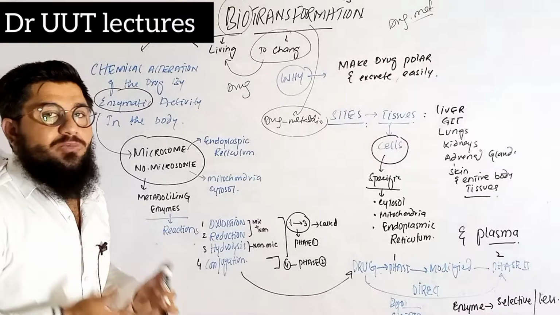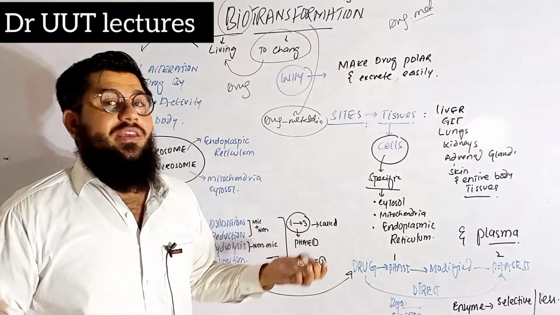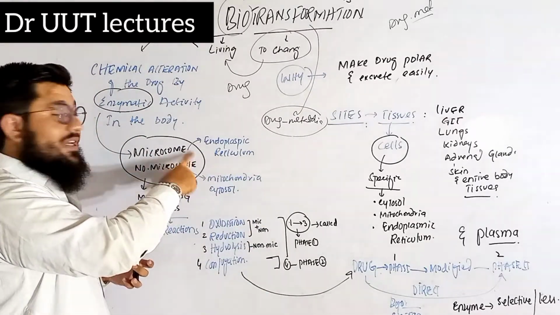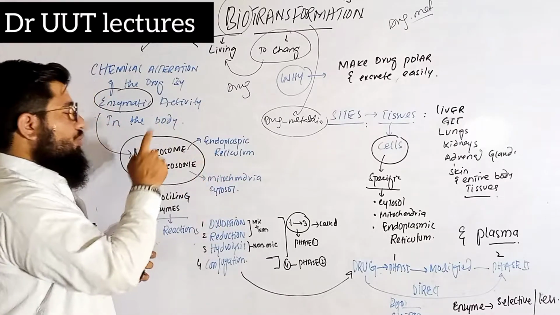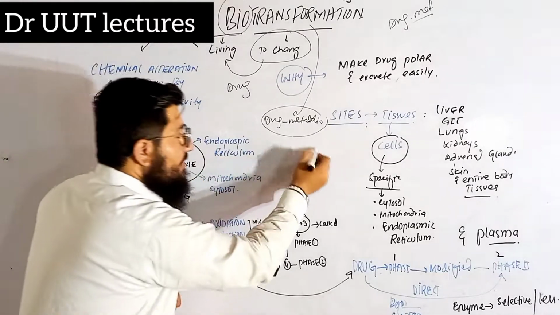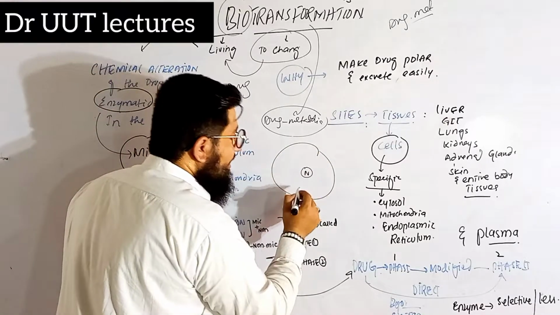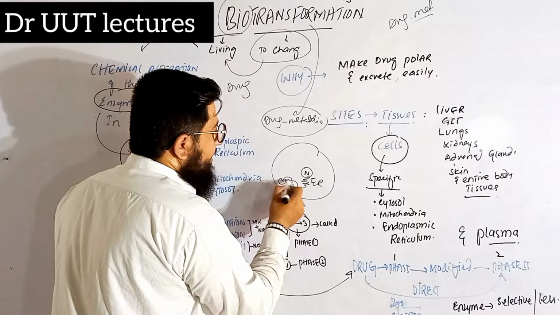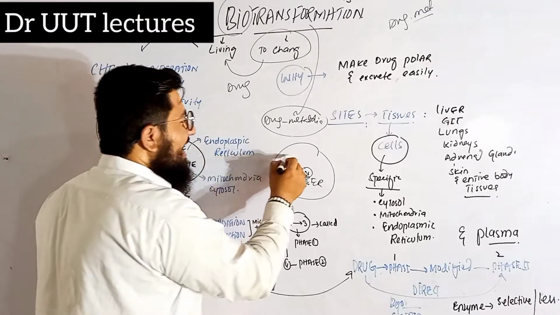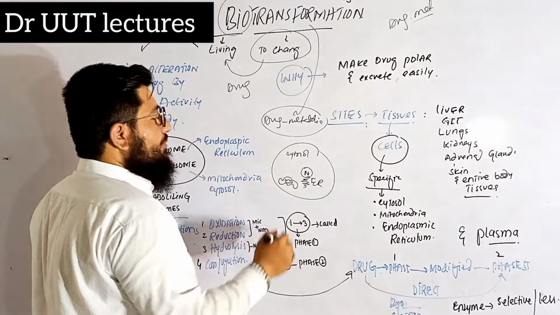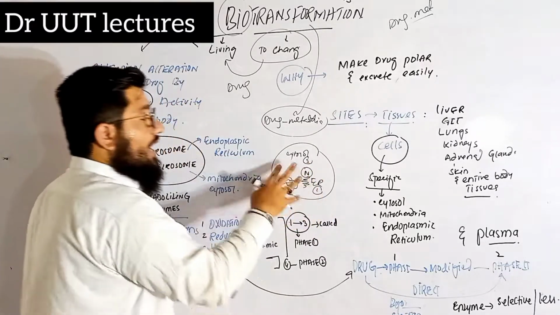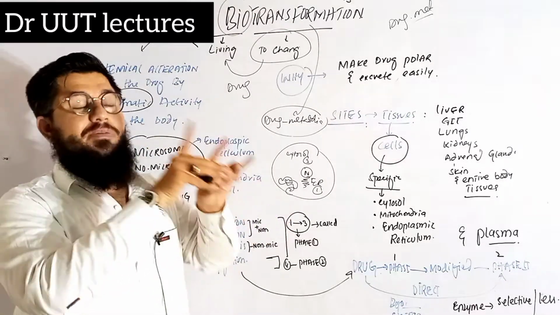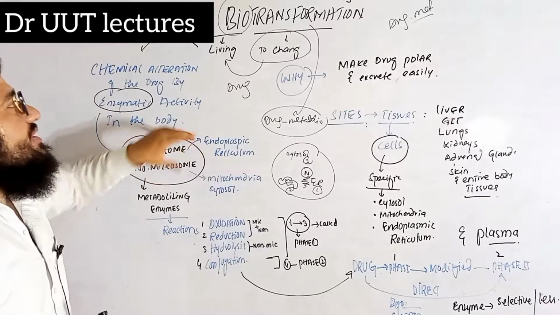Now, microsomal enzymes. Where are these enzymes in the living body? A very simple answer. In the endoplasmic reticulum, we have microsomal enzymes, and in the mitochondria and cytosol, we have non-microsomal enzymes. Here we have a cell. Here we have a nucleus. With this, we have the endoplasmic reticulum, and here the double membrane mitochondria, and cytosol. All these three portions are the sites where these enzymes are available, microsomal plus non-microsomal enzymes. So these are the enzymes responsible for biotransformation.